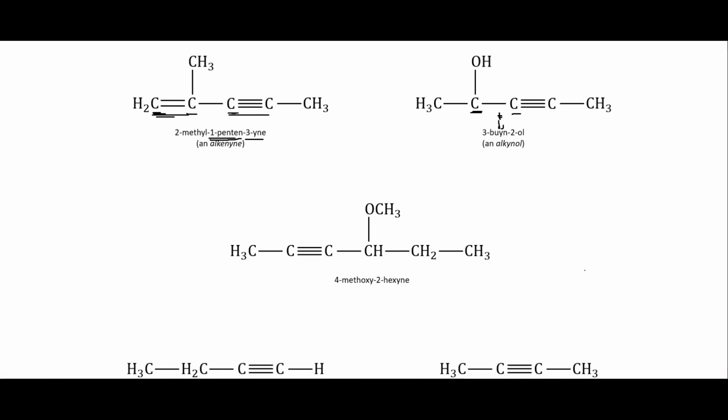Then down here we have this ether group on here. So this is the 4-methoxy. So this is a methoxy group right here. And so the triple bond starts on the second carbon here. So it's 4-methoxy-2-hexyne, or you might see it as 4-methoxy-hex-2-yne. Those are both correct ways of naming that.